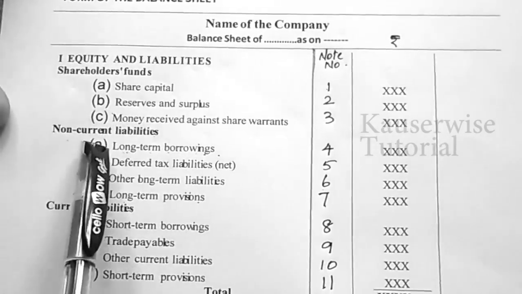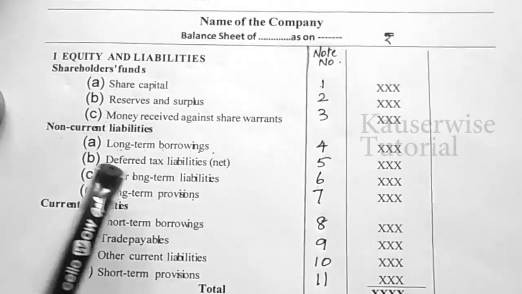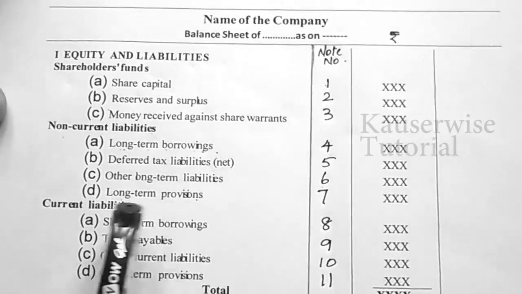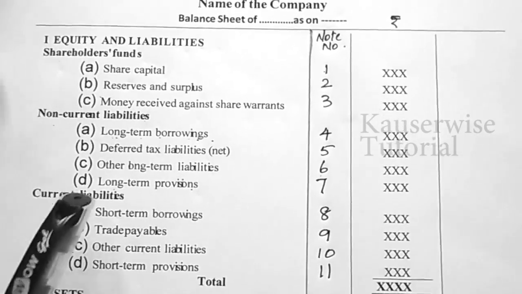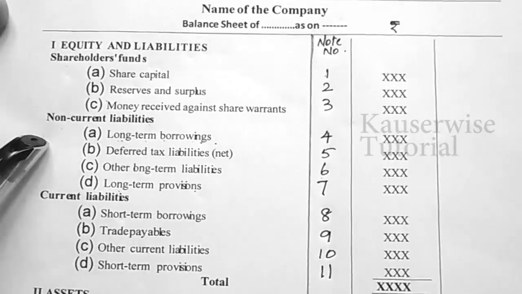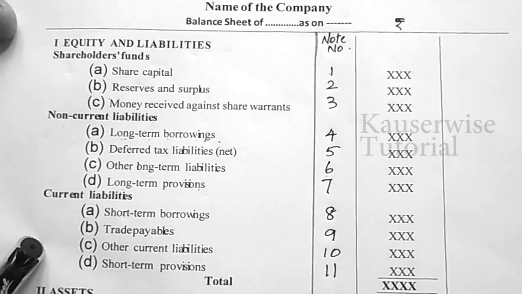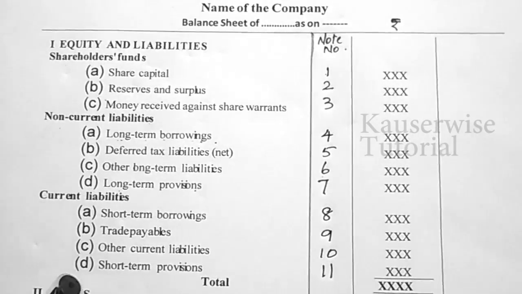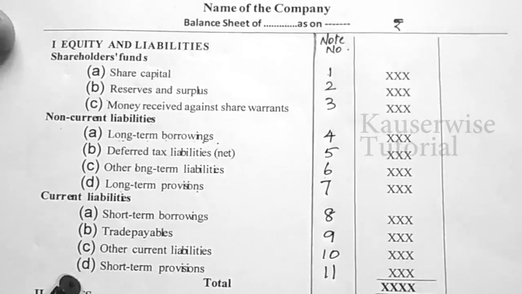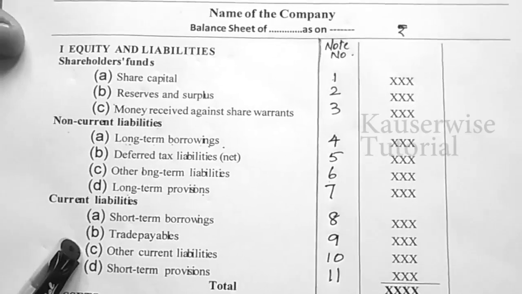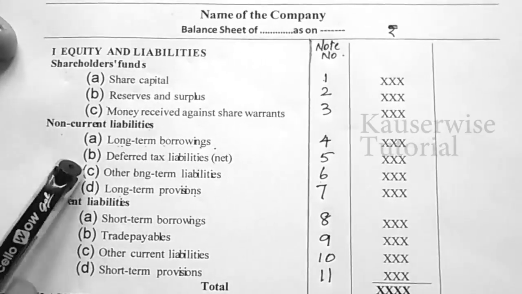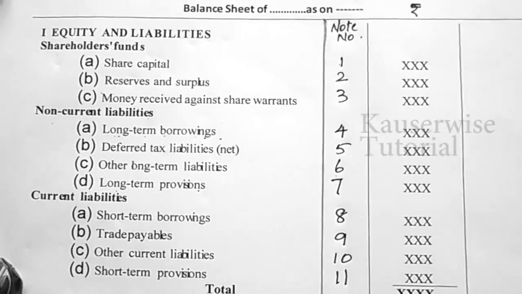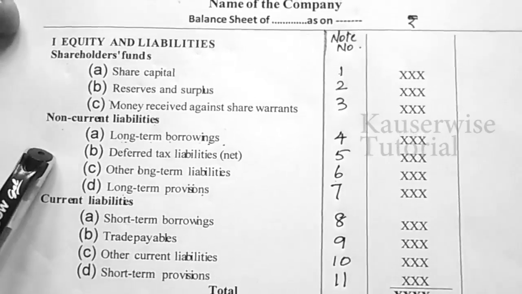Under non-current liabilities, again we have four items, that is long-term borrowings, deferred tax liabilities, other long-term liabilities, and long-term provisions. So you can easily divide liability into non-current and current. Current liability means the amount you need to repay within 1 year, that is within 12 months. If you need to repay more than 12 months, that will be called as non-current liability. So based on the repayment date, you can classify the liability into current liabilities and non-current liabilities.